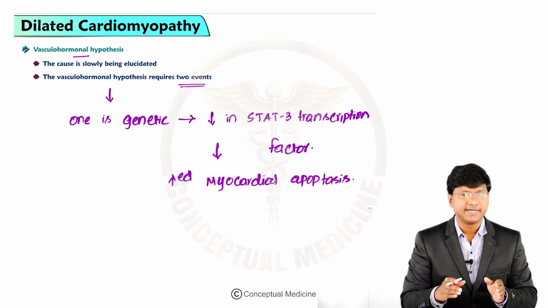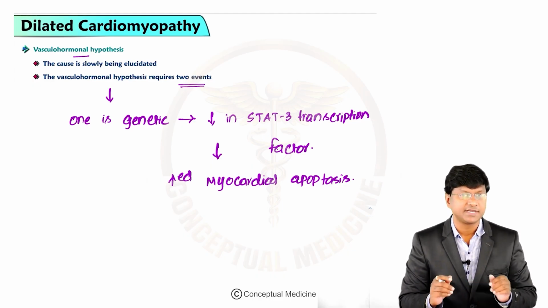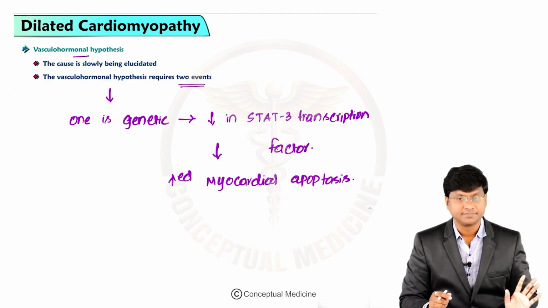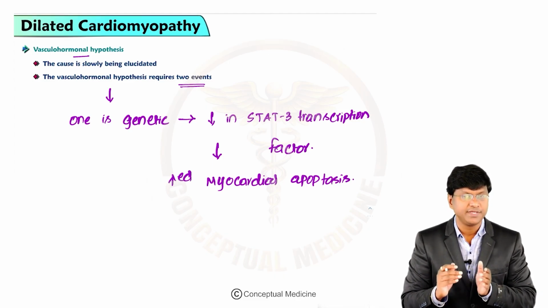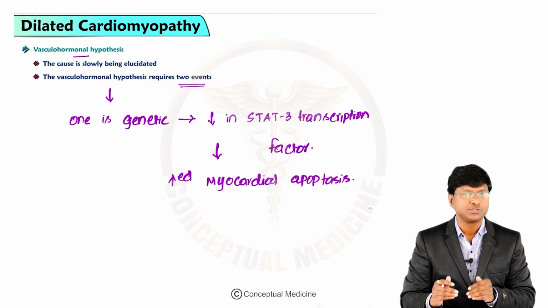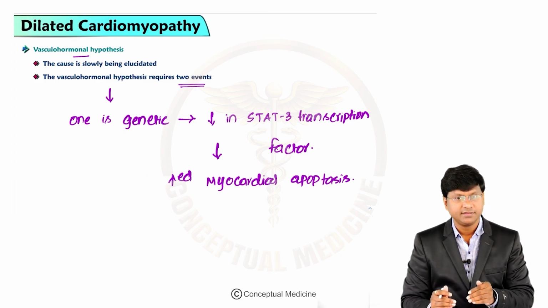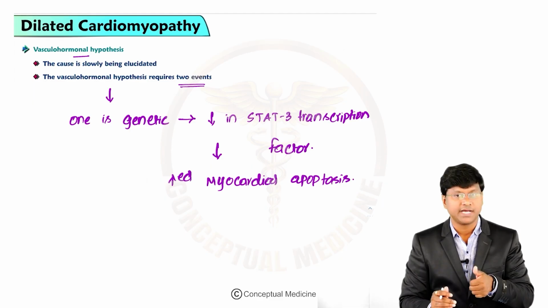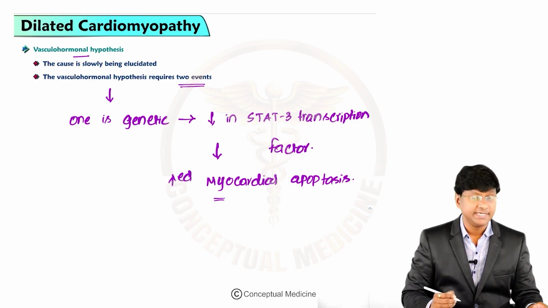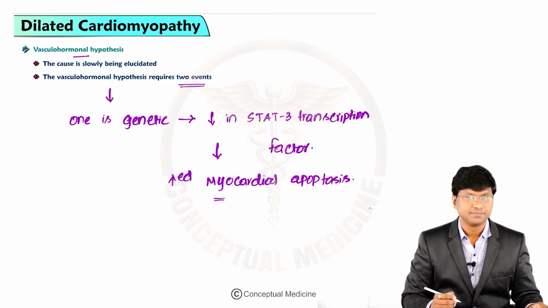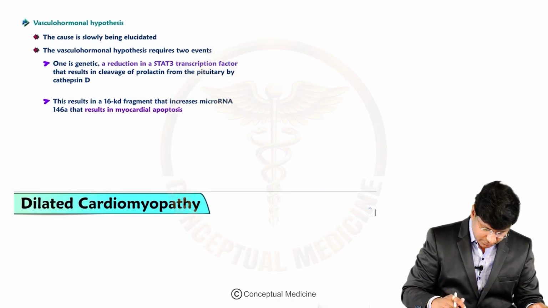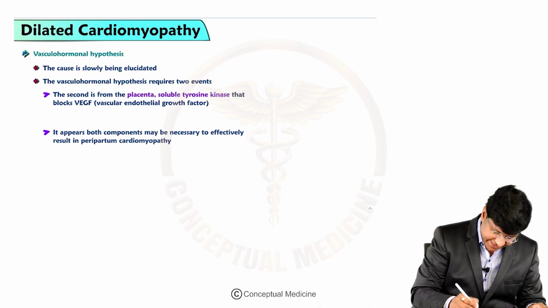Once there is reduction in STAT3 transcription factor, that will result in the cleavage of prolactin, which is the hormone released from the anterior pituitary. Because of the cleavage of prolactin, there is an increase in the levels of microRNA, and this increased microRNA will cause an increase in myocardial apoptosis. That will be the first event. Then, the second event.